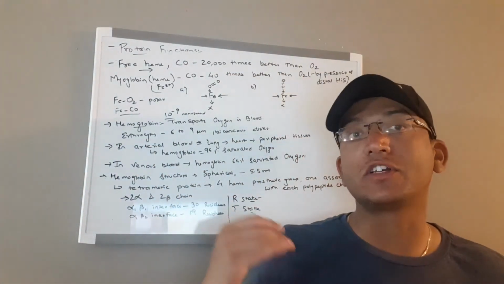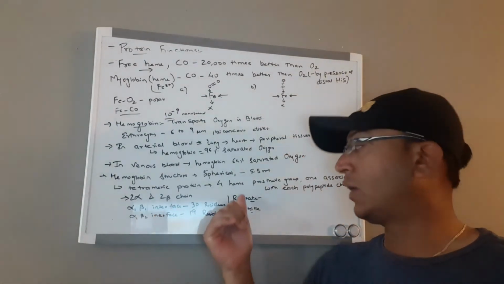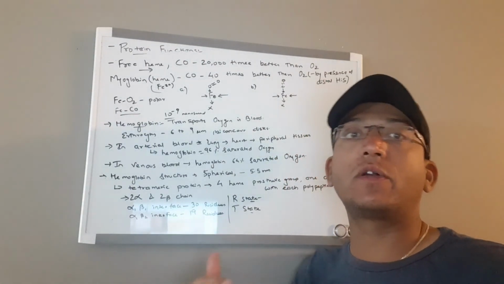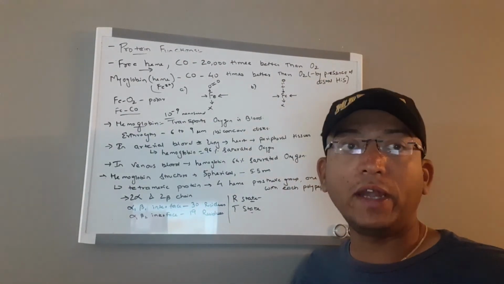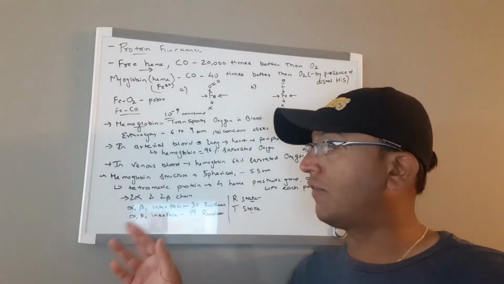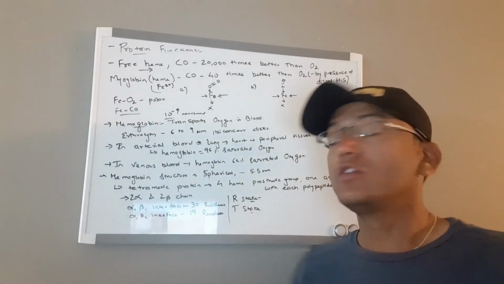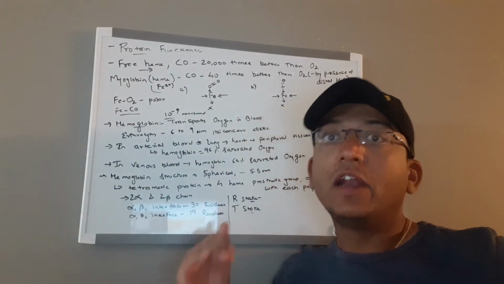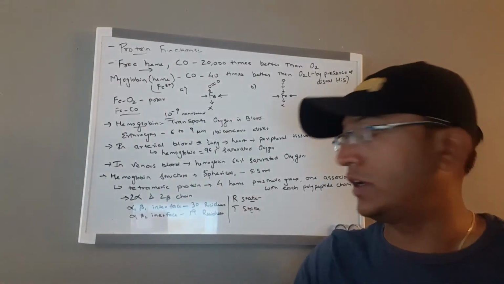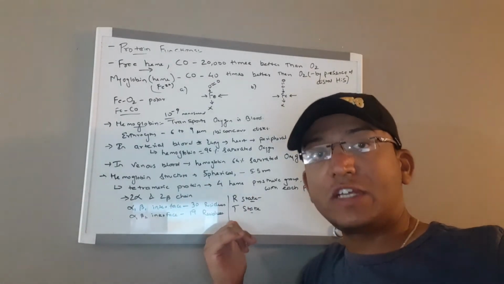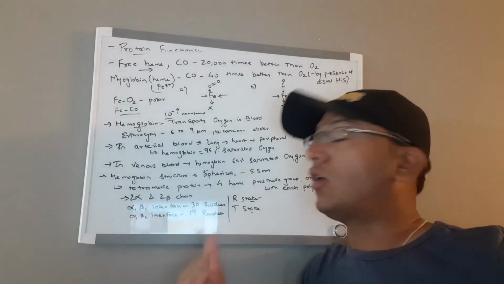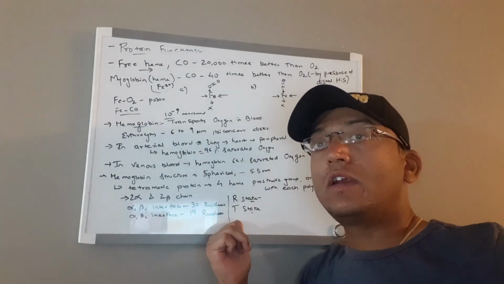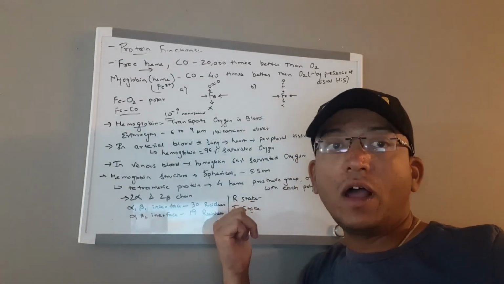So T and R were originally denoted as the tense and relaxed states, respectively, because the T state is stabilized by a greater number of ion pairs, many of which lie in the alpha 1 beta 2 interface. The binding of oxygen to a hemoglobin subunit in the T state triggers a change in the conformation to the R state.